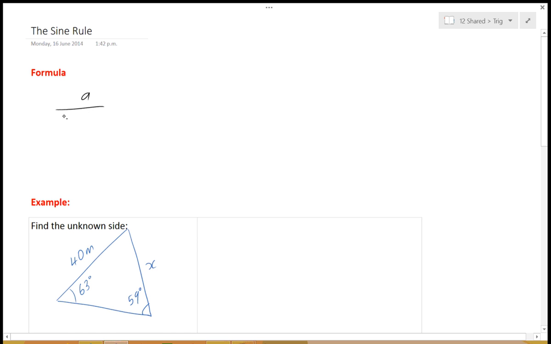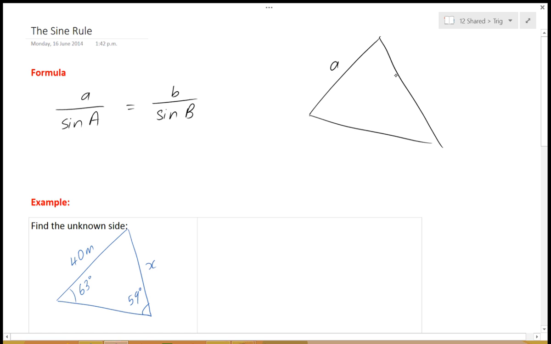It's a over sine capital A equals b over sine capital B. So the capitals are the angles, and the lowercase letters are the sides. So if we had a triangle like this, with A, B, C, then the angles in the corner are the capital letters of the opposite side. So the opposite to that is b, so that angle there is going to be capital B.